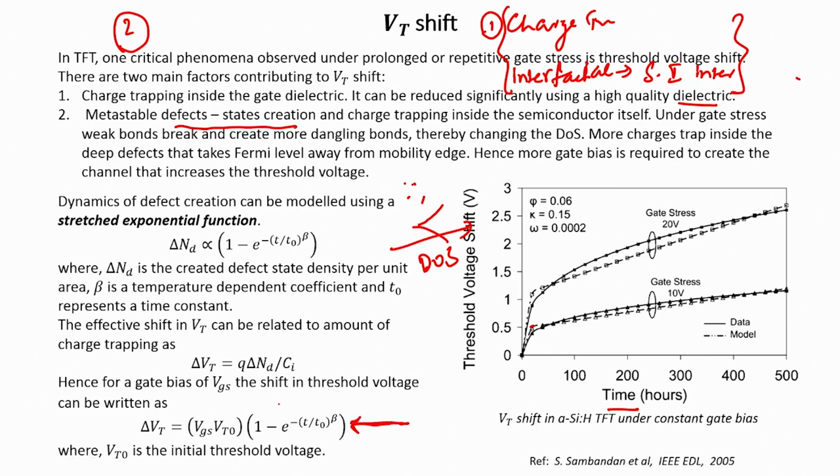Okay, it is something called a stretched exponential function, and experiments show this, which is if you apply a certain gate voltage and if the gate voltage is larger, the speed at which the threshold voltage increases will also be larger. Okay. So, this is a phenomena that is quite unique to disordered semiconductors and is of quite some importance.